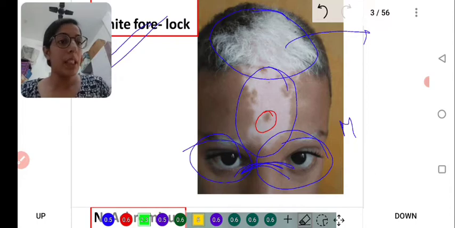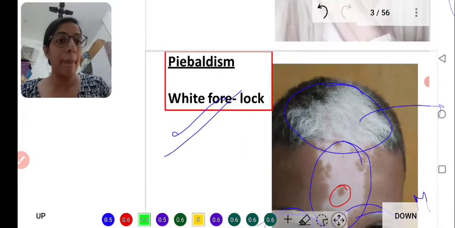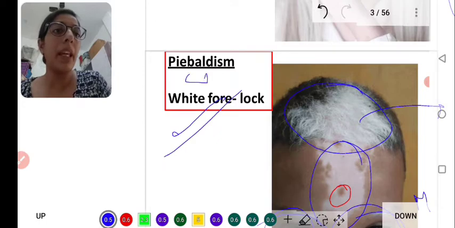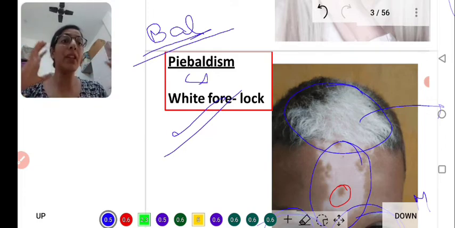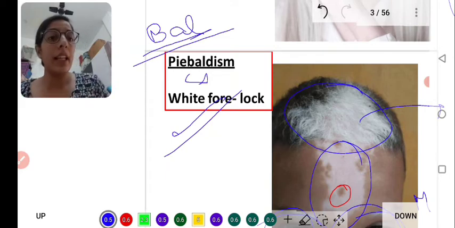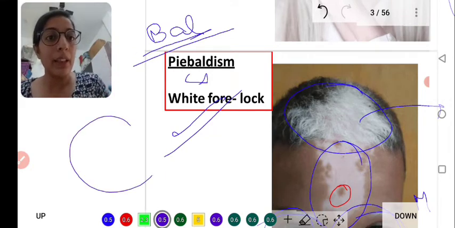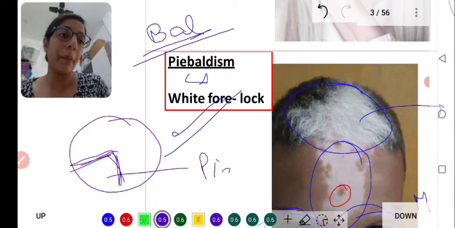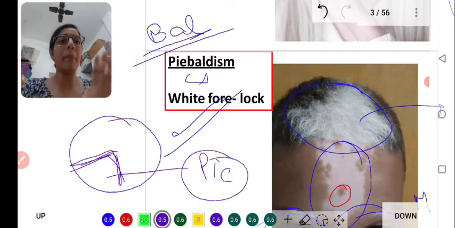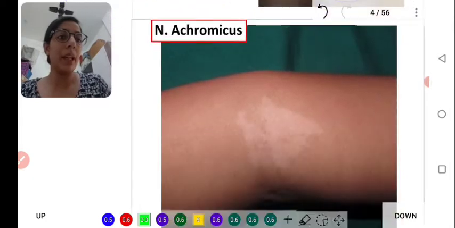You can remember this also with BAL, बाल. In Hindi we use the word बाल for hair. So when the hairs are involved, let's do something new. This is our pie cake. Okay, we take a pie slice from this side. Pie. Piebaldism. Okay. Let's move towards the next image.